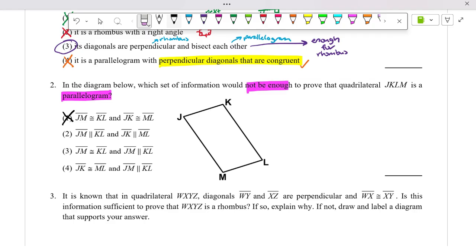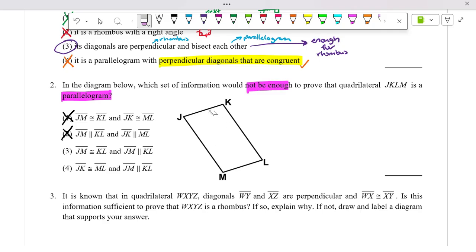Then it says if JM is parallel to KL and JK is parallel to ML, is that enough to show it's a parallelogram? Yes, why? We have two sets of, not adjacent, opposite sides that are parallel. You have two sets of opposite sides that are parallel. Remember, that's what distinguishes a parallelogram from a trapezoid.